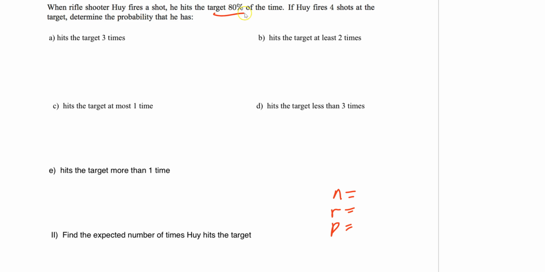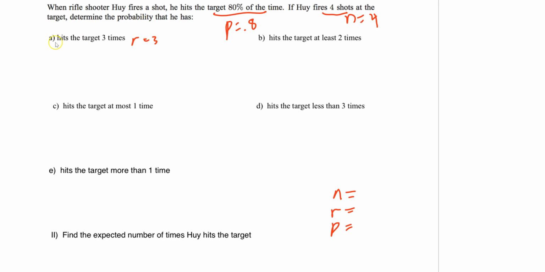Right? So he hits the target 80% of the time. That's your probability. 80% of the time he hits it. He takes 4 shots total. So that's your n. Only taking 4 shots. And the problem we're doing here, hits the target 3 times. That's our r. R is 3.